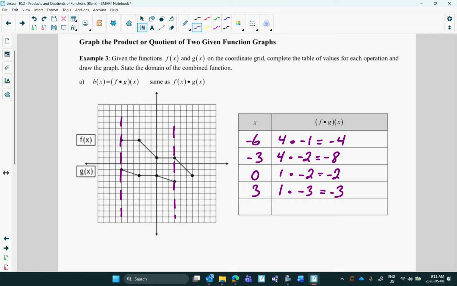So -6, -4 is down here. -3, -8 is down here. 0, -2 is down here. And 3, -3 is here. It's not negative again. Did I get it wrong? Yeah. Where did I get it wrong? -8. Oh, -8, shoot. Thank you.